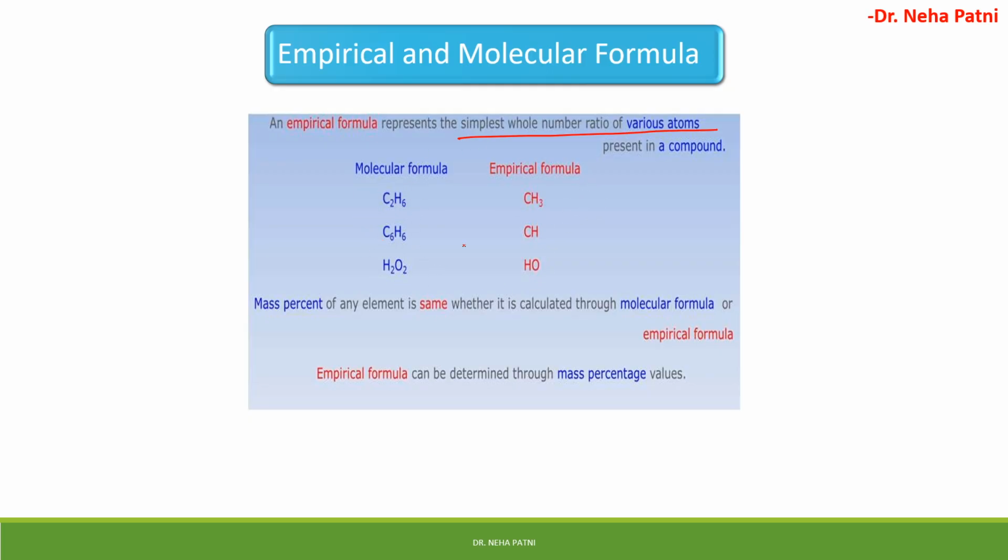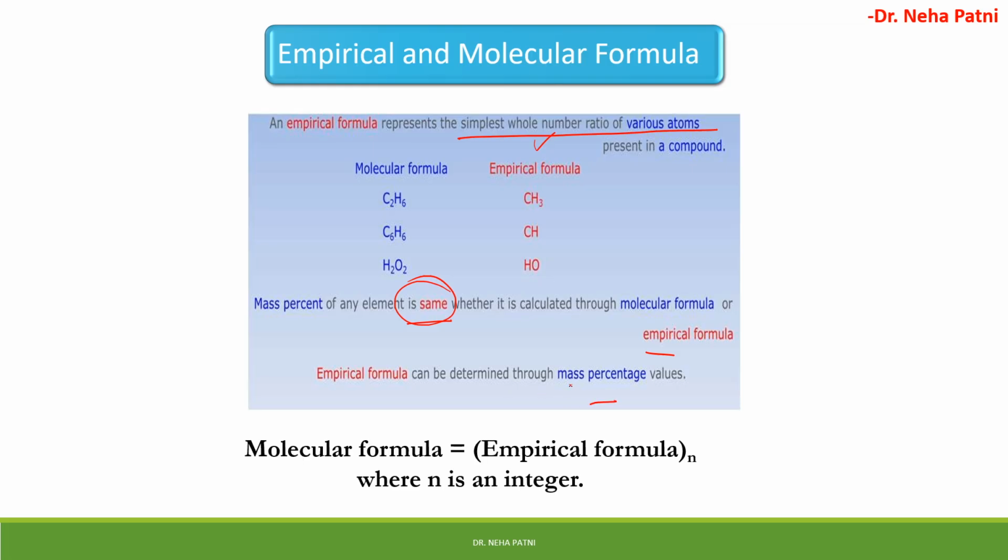So the mass percentage of any element is the same whether it is calculated through the molecular formula or the empirical formula. That's important, and since you have to maintain the mass percentage of the element as the same, that is why it would be the simplest whole number ratio. So the ratio would be the same, it would not be in decimal points, and that is why the mass percentage will be the same. Because we have already done the mass percentage calculation. So I hope you are able to understand what I'm trying to say here. The empirical formula can be determined through mass percentage that way.